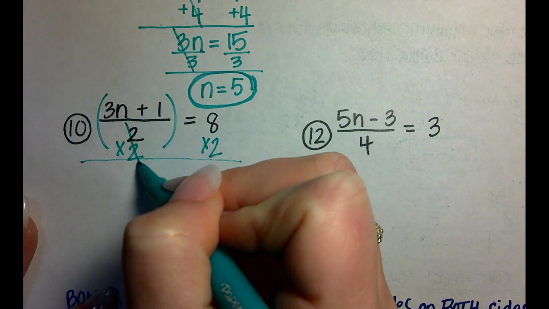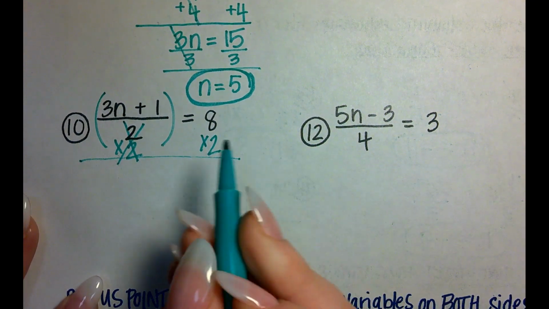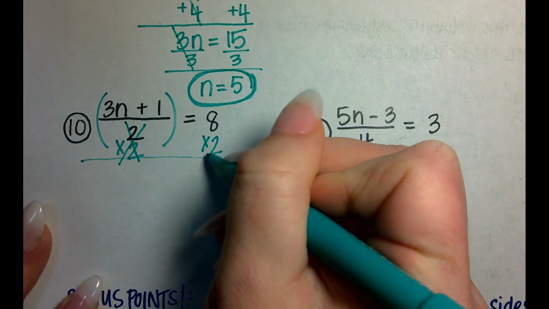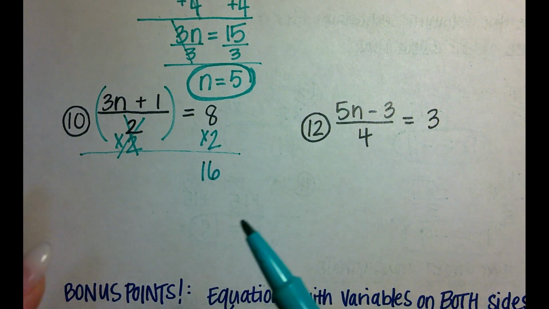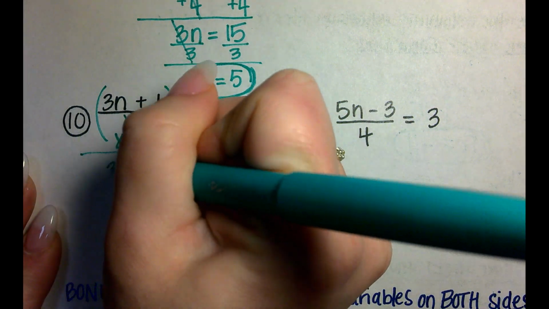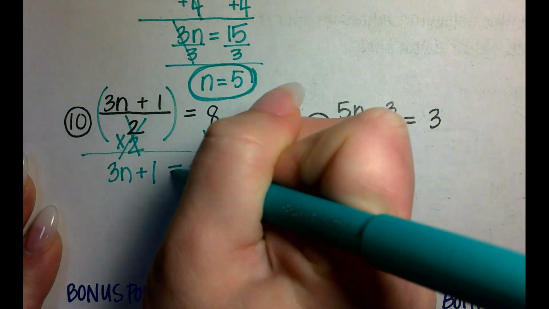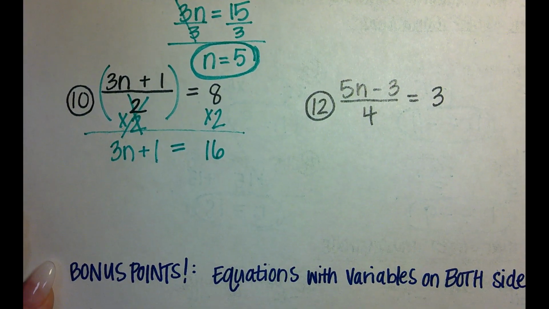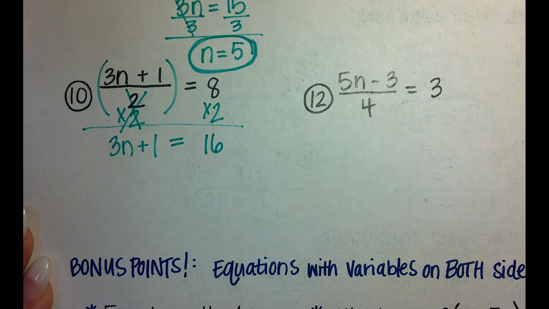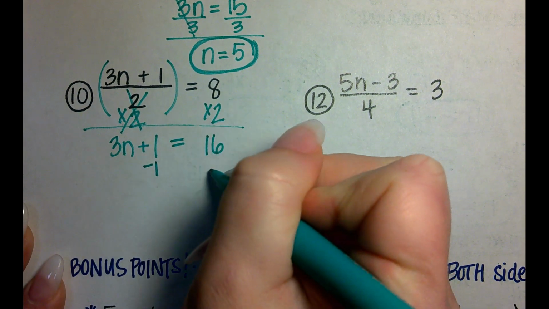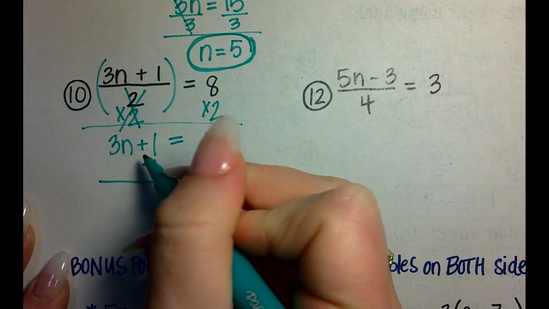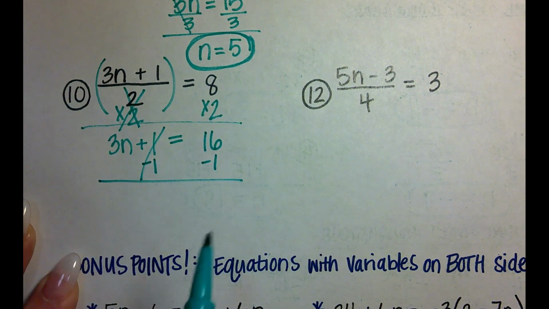The 2's will cancel. Good. And that will be 16. Yep, 8 times 2 is 16. What do I bring down? Bring down 3n plus 1 equals 16. Good. 3n plus 1 equals 16. Then you subtract 1 on each side. Yes. Subtract 1 on both sides. Your 3n equals 15.